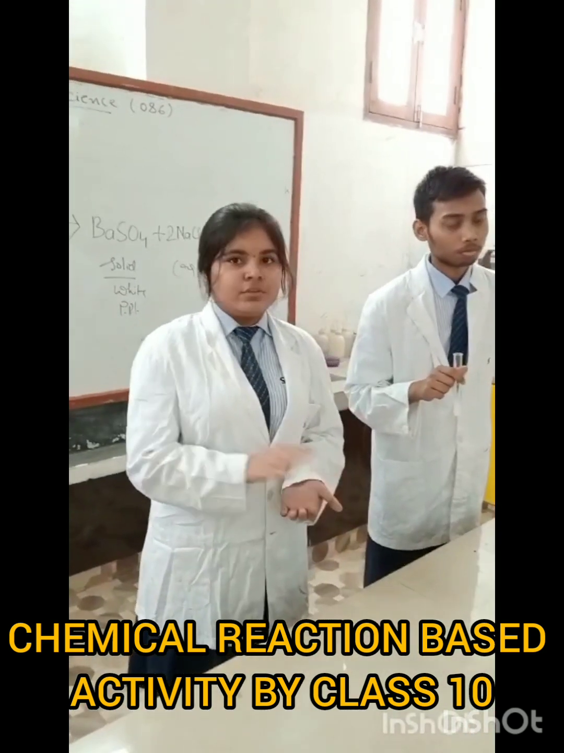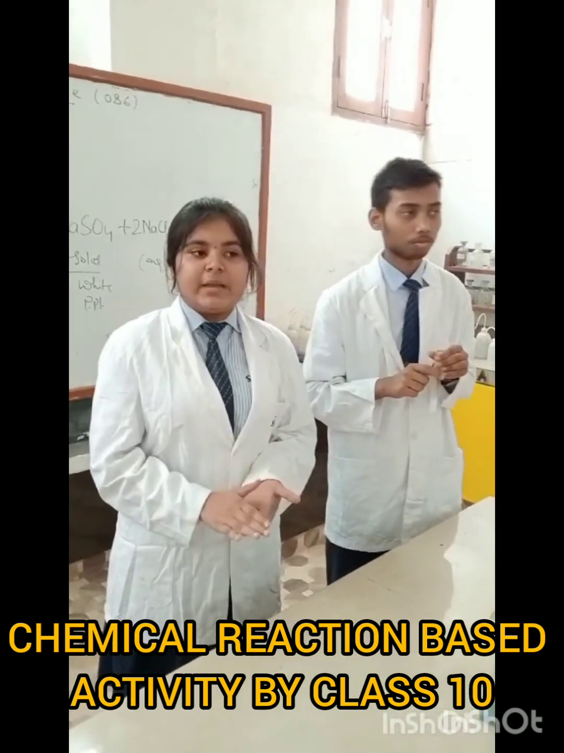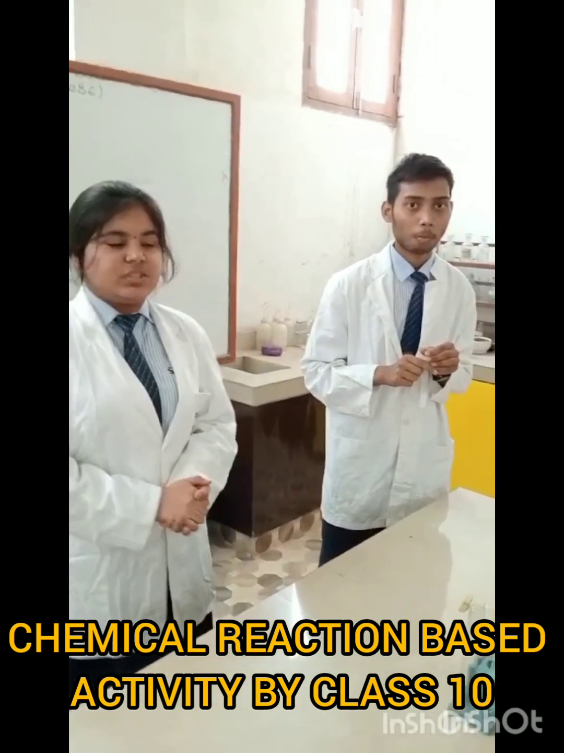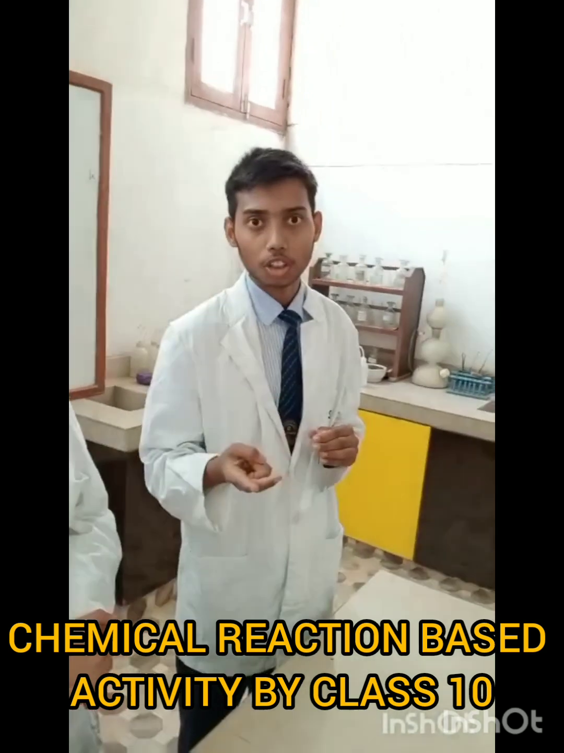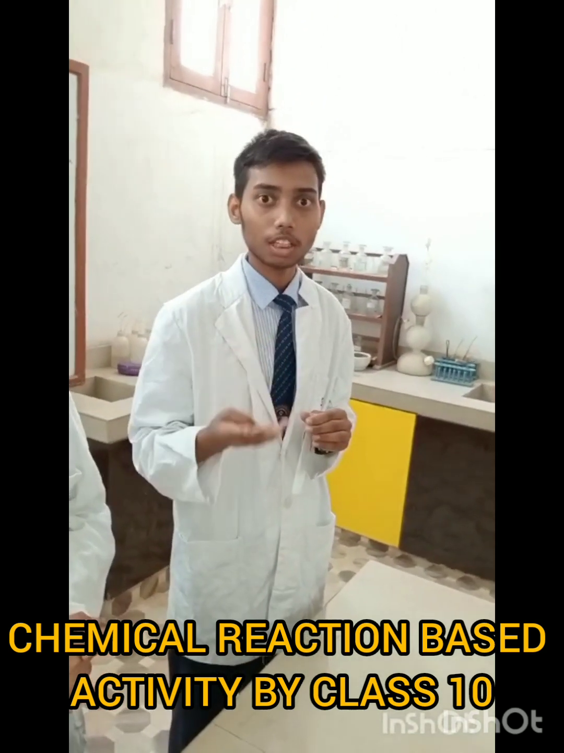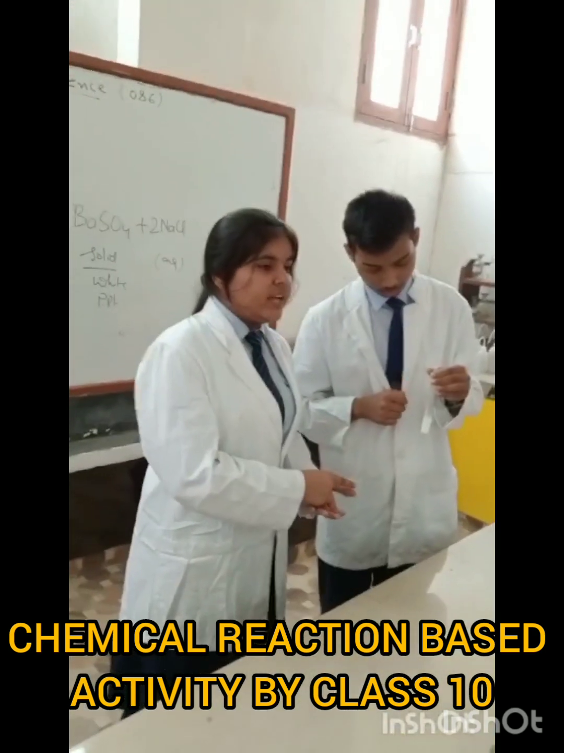A chemical reaction is not of only one type. It is of different types. There are 5 types of chemical reactions. First is combination reaction, second is decomposition reaction, third is displacement, fourth is double displacement, and fifth is redox reaction. So you see that it is a double displacement reaction.